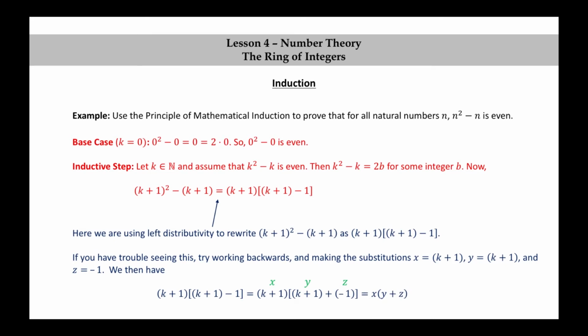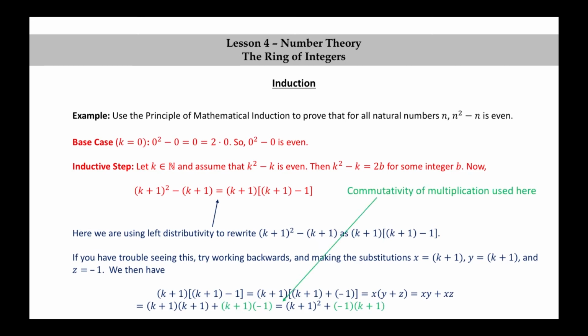And now we use left distributivity to write that as xy plus xz. And substitute back. Remember that x is k plus 1, y is k plus 1, and z is negative 1. When we multiply something by itself, that's the same as squaring it, so we get (k plus 1) squared. And we can use commutativity of multiplication here to switch the k plus 1 and the negative 1. And finally, we could rewrite plus negative 1 times (k plus 1) as minus (k plus 1).